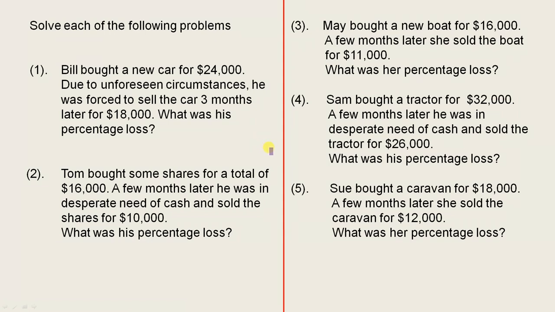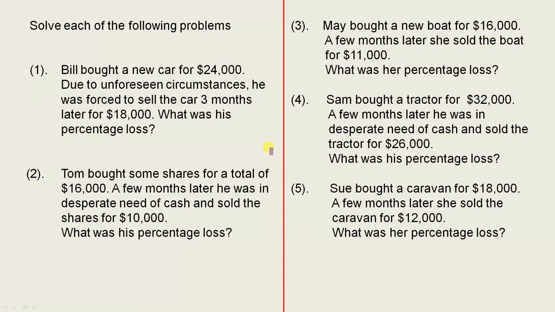Number 2. Tom bought some shares for a total of $16,000. A few months later, he was in desperate need of cash and sold the shares for $10,000. What was his percentage loss?